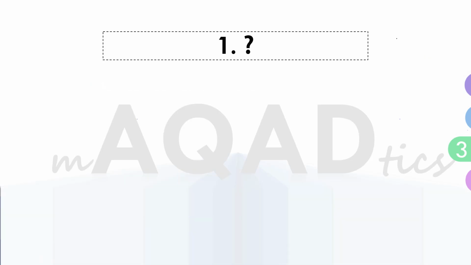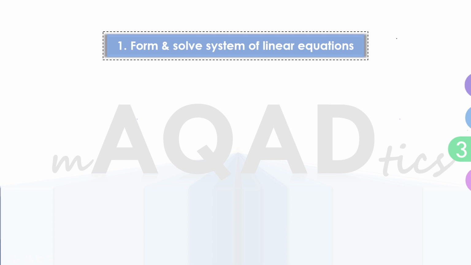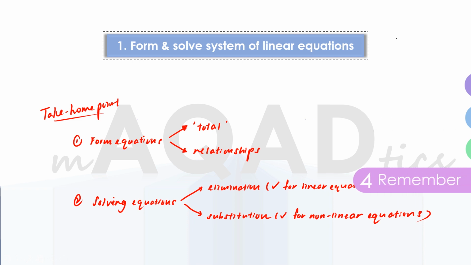So this is the aim of this video, which is learn how to form a system of linear equations involving x, y, and z and solve them. And here are the take-home points. So to form equations, we can have two approaches. One is to find the total, and one is to look for relationships. And when solving equations, we can use two ways actually, elimination and substitution. But for linear equations, I would prefer elimination because it's easy and much more straightforward than substitution.